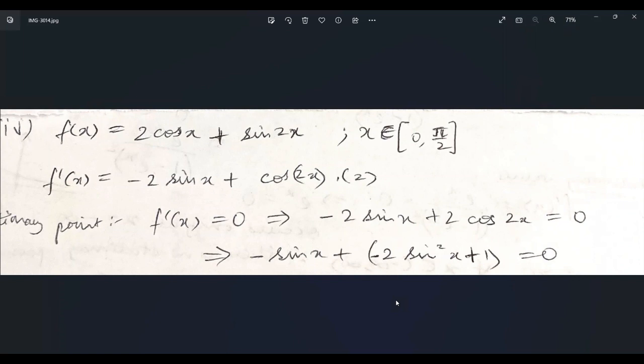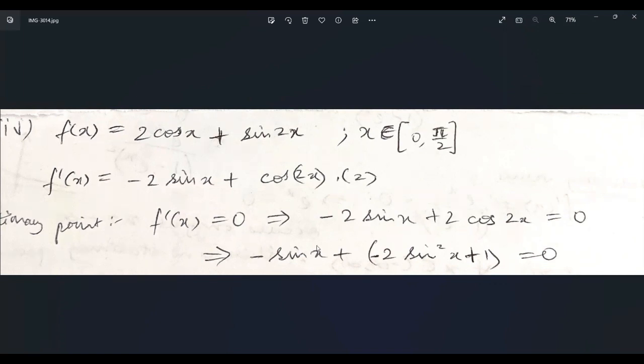sine 2x, and x is in the interval 0, pi by 2. To find the stationary point, we first do the first differentiation, that is f dash of x equal to 2 times the differentiation of cos x, which is minus sin x, so it is minus 2 sin x, and the differentiation of sin 2x is cos 2x into 2. Now for the stationary point, we write f prime of x is equal to 0. So what I get is minus 2 sin x plus 2 cos 2x is equal to 0.